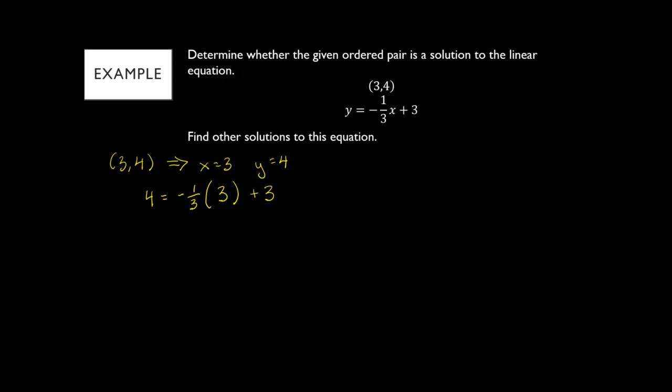So we need to follow the order of operations here to see if this comes out to something that's true. So I have negative 1/3 times 3. When you multiply those out, you get negative 1. So that's negative 1 plus 3. And negative 1 plus 3 is 2. So we have 4 equals 2, which is false. That's not true. And so if you get something that's false, it's not a solution. It's not a solution because it doesn't work. When I plugged it in, we got a false statement here.